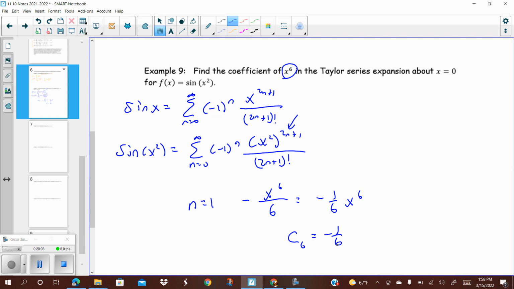So there's the coefficient of the x to the 6th term in the Taylor polynomial expansion for sine of x squared. And notice we did not have to go through and do the entire Taylor polynomial expansion by doing all the derivatives and stuff. It's much easier if we can manipulate a known Maclaurin or Taylor polynomial at this point.